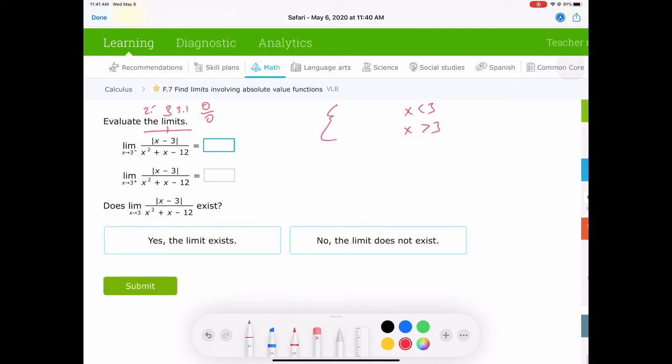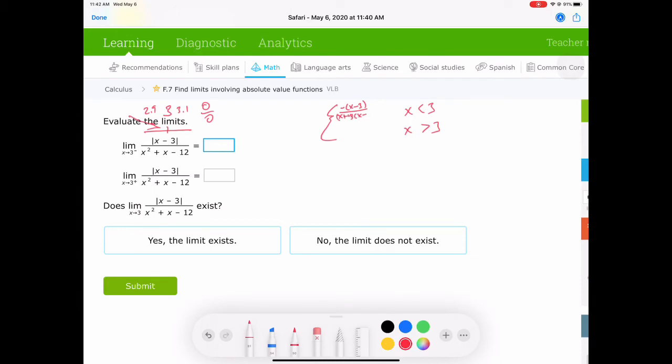So if I look at the top one, if I look at my right and my left side, 3.1 and 2.9, which of these would be negative? Well, if it was 2.9, we know 2.9 minus 3 is going to be negative. So we're going to need that negative sign on the outside to pretend we have the absolute value sign still there, even though we don't. So I'm going to put negative x minus 3, not writing the absolute value sign anymore. We got rid of that.